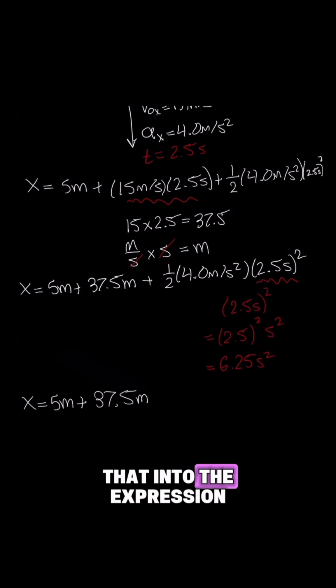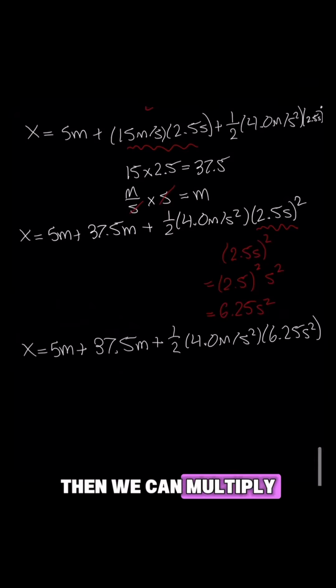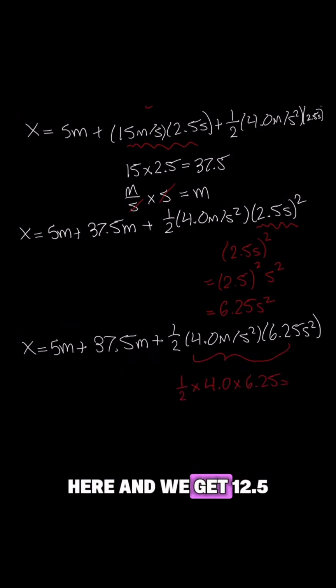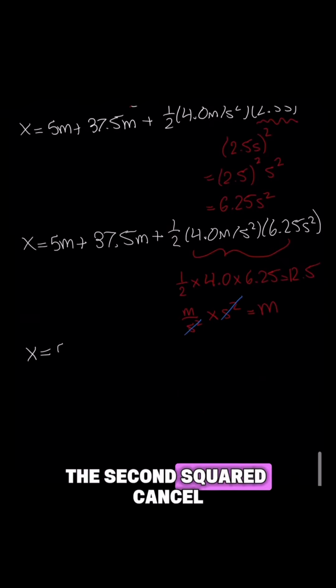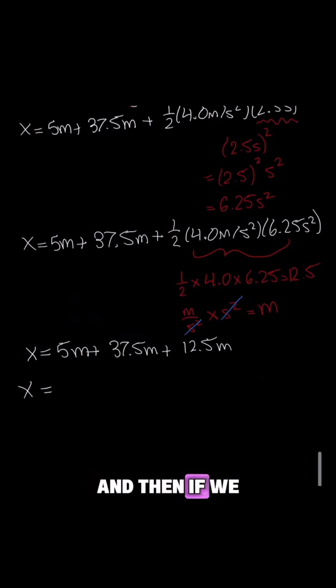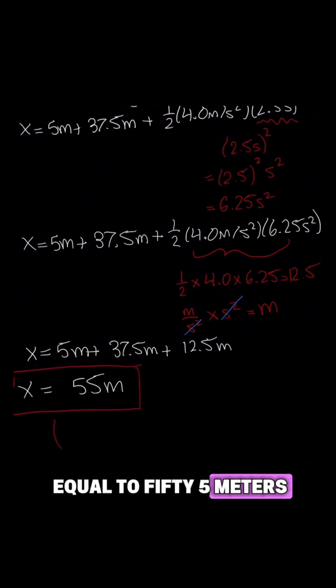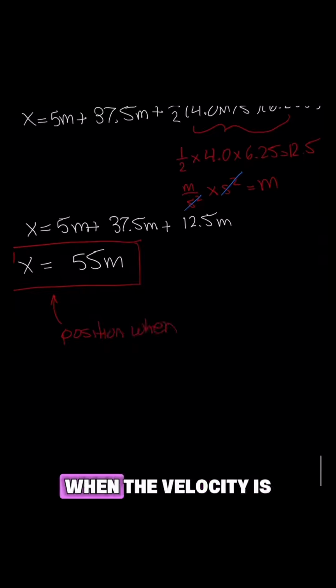So if we plug that into the expression we already have, then we can multiply these amplitudes here, and we get 12.5, and then we have to make sure we multiply the units as well, and the seconds squared cancel out, leaving us with meters. And then if we plug that into the expression and just add them all up, we get the position equal to 55 meters, and so that's going to be the position when the velocity is 25 meters per second.